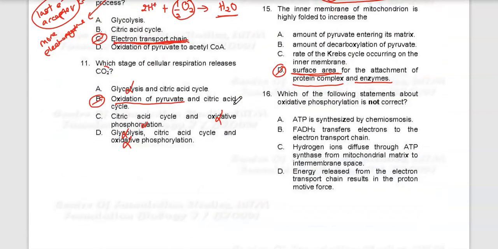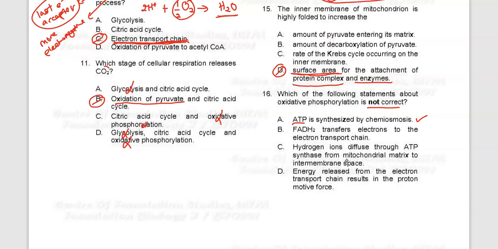Question 16. Which of the following statements about oxidative phosphorylation is not correct? Let's look at the choices of answer one by one. ATP is synthesized by chemiosmosis, so this one is correct. Chemiosmosis involves ATP synthase that will synthesize ATP molecules.